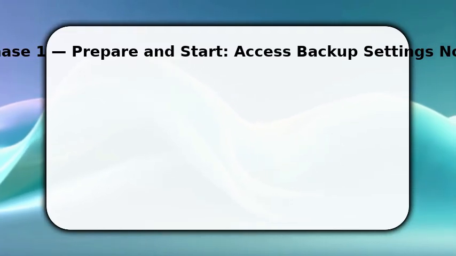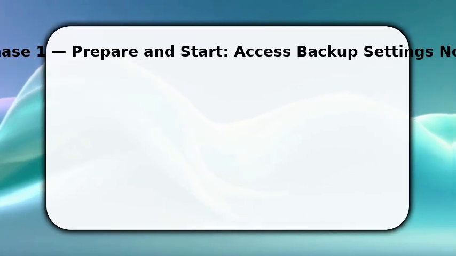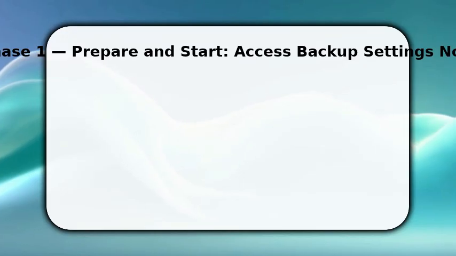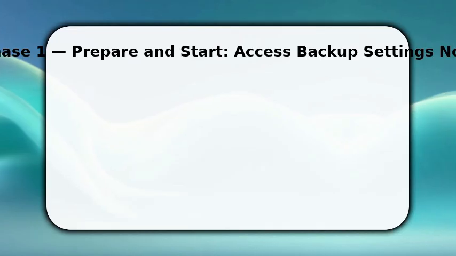Sign into your Google account and open Settings, then tap Google and Backup. You need to confirm which account is active because the backup toggle affects that profile. Once you see Backup to Google Drive, make sure Wi-Fi is on so uploads don't stall, and keep your device charged above 20%. Now tap the switch to stop automatic backups.